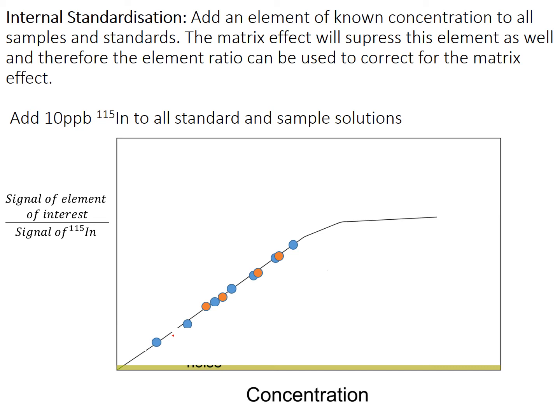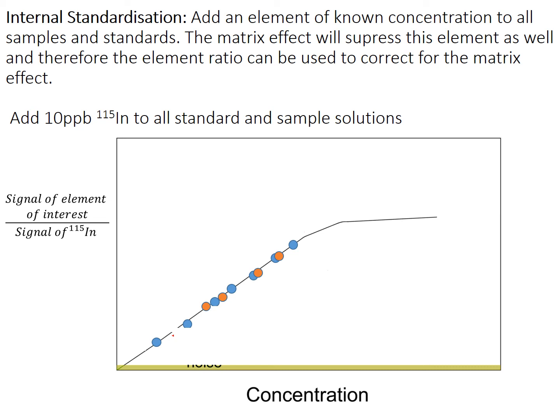So if we add enough of that element to our sample that it massively swamps any natural indium that was already there, and we add exactly the same amount to all of our samples, it doesn't matter how much we add, as long as we add exactly the same amount to each of our samples. Instead of measuring signal, we measure the ratio of the signal of the element that we're interested in, cadmium, to the signal of indium. That means that for these samples that have had their signal suppressed, the signal will be suppressed for the element you're interested in and the indium, and hopefully by the same amount.